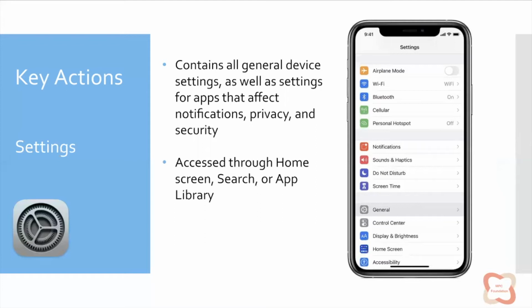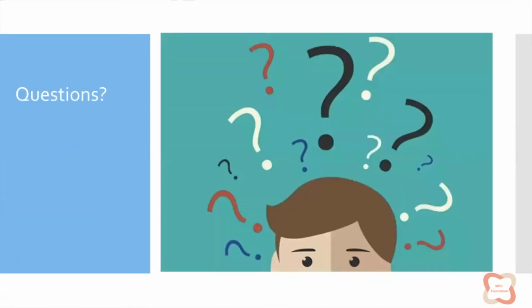And settings. Settings contains all general device settings as well as settings for apps that affect notifications, privacy, and security. You can control the sounds that notifications have, some haptics. You can control accessibility. You can do a lot of things through settings. So you can play around with settings and get some useful controls. And it's accessed through the home screen, search, or app library. And Settings is on every phone, so you do not have to download anything else to get it. Next slide. Any questions so far?